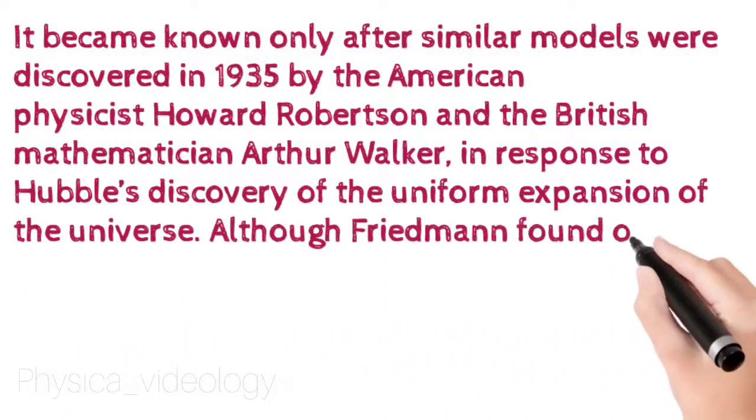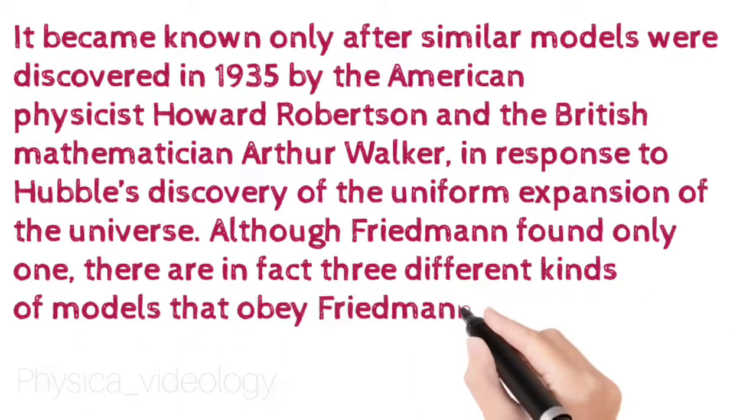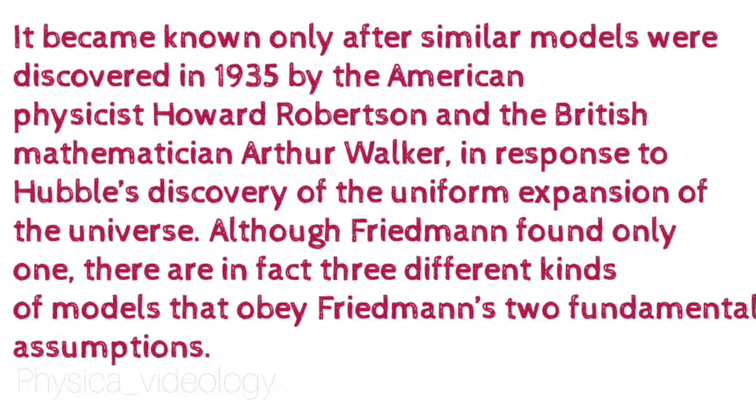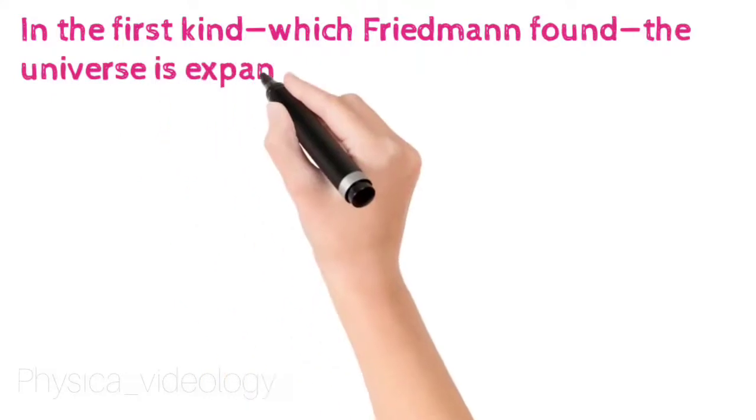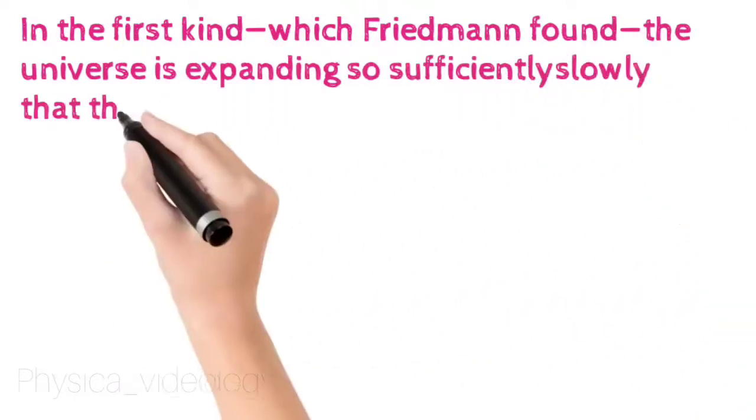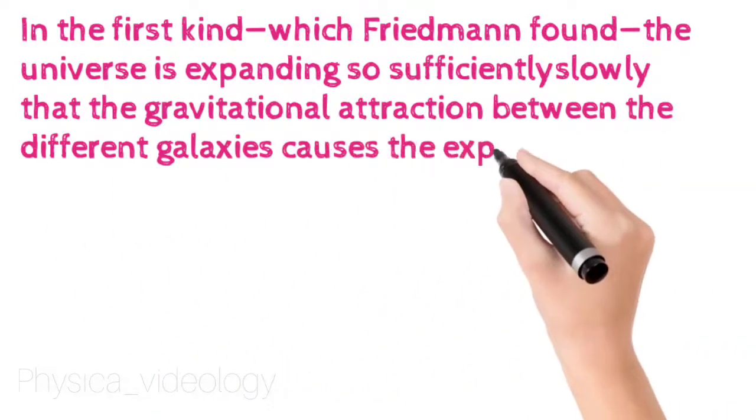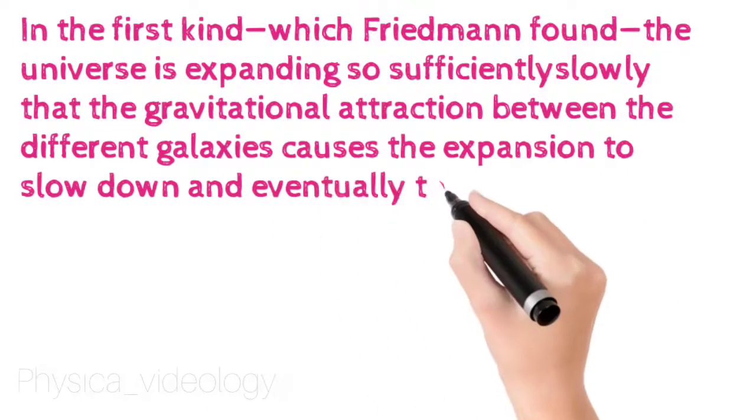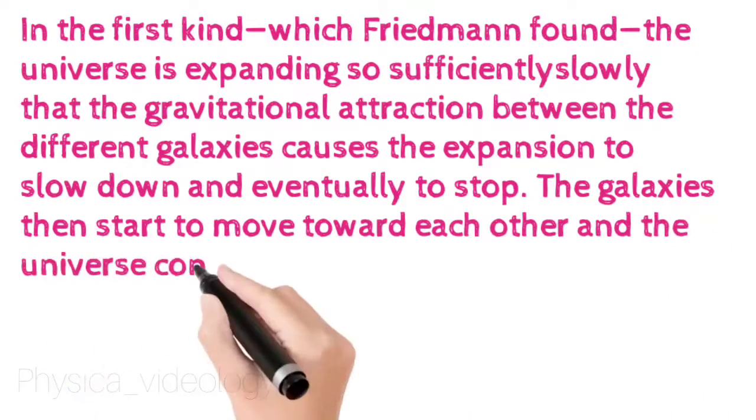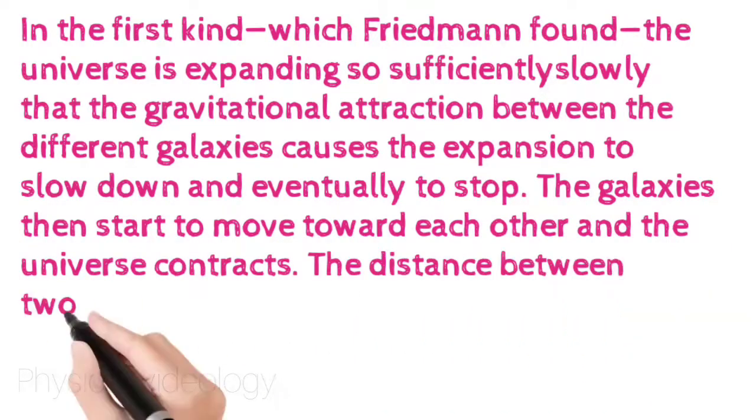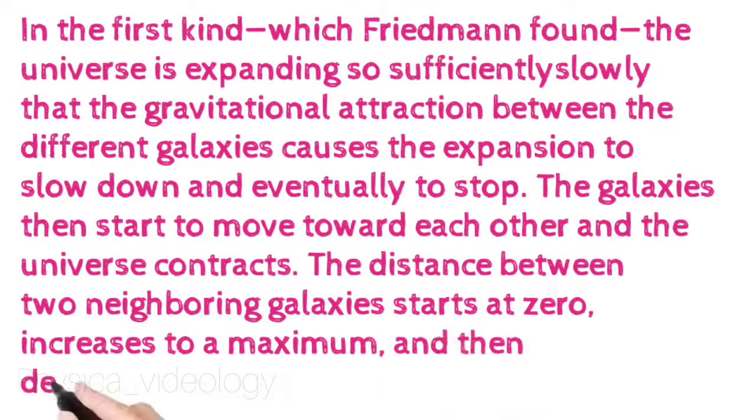Although Friedmann found only one, there are in fact three different kinds of models that obey Friedmann's two fundamental assumptions. In the first kind, which Friedmann found, the universe is expanding sufficiently slowly that the gravitational attraction between the different galaxies causes the expansion to slow down and eventually to stop. The galaxies then start to move toward each other and the universe contracts. The distance between two neighboring galaxies starts at zero, increases to a maximum, and then decreases back down to zero again.